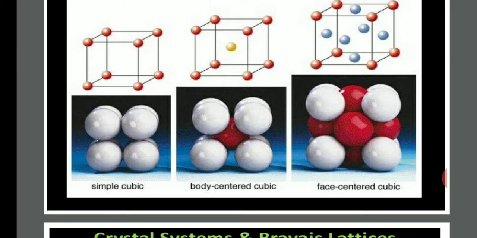So this is simple cubic, body center cubic and face center cubic. Simple cubic means 8 corner atoms. Body center cubic is 8 corner atoms and one at the center of the body, and face center is 8 corner atoms, and every face has one atom, that is 6 faces is 6 atoms.